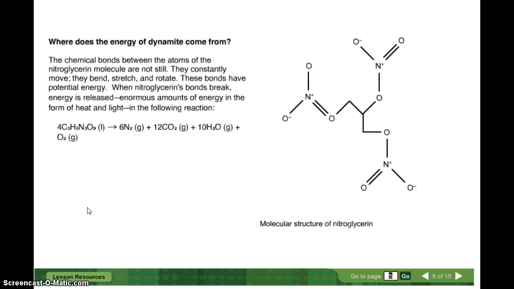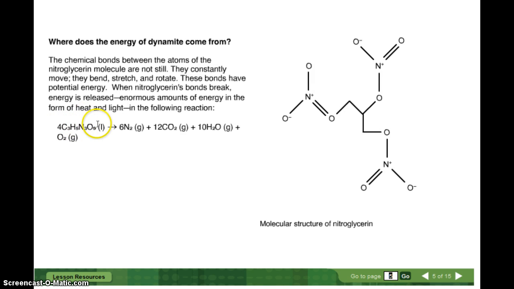Where does the energy of dynamite come from? The chemical bonds between the atoms of the nitroglycerin molecule are not still. They constantly move. They bend, stretch, and rotate. These bonds have potential energy. When nitroglycerin bonds break, energy is released, enormous amounts of energy in the form of heat and light, in the following reaction.